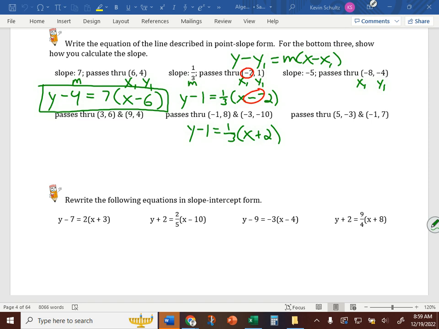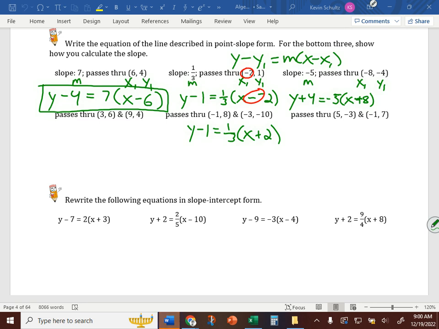So since both of those values in the ordered pair are negative, what operation are we going to have in our formula? Manny. Addition. Okay? Our slope is still -5 here. X1 is -8, y1 is -4. So y minus y1, y minus -4, is actually going to be y plus 4. And then our slope of -5, x minus x1, since x1 is negative, it's actually going to be x plus 8.